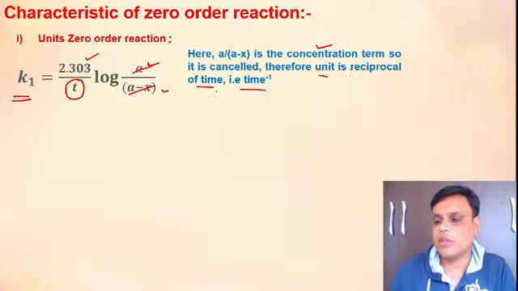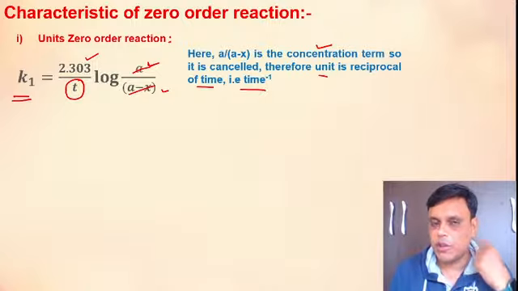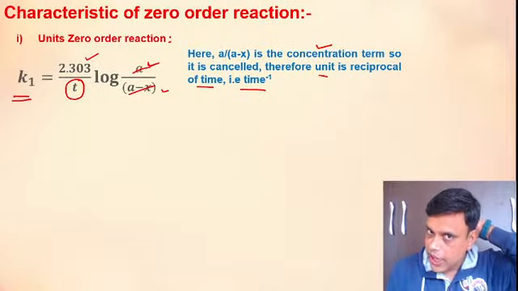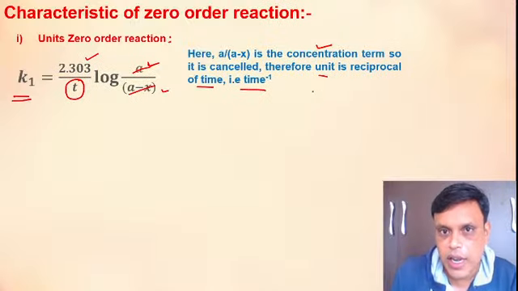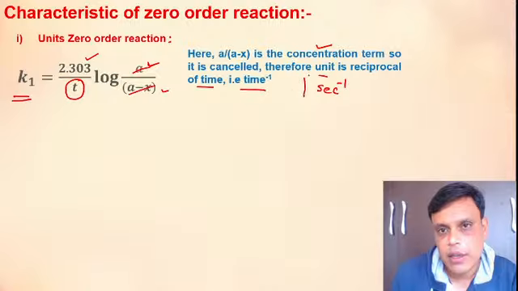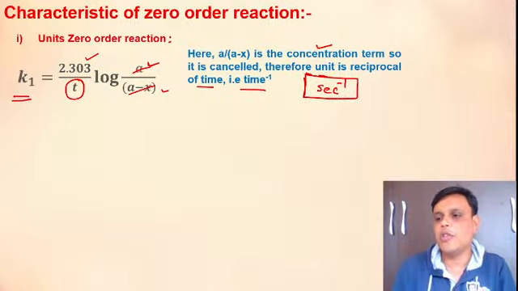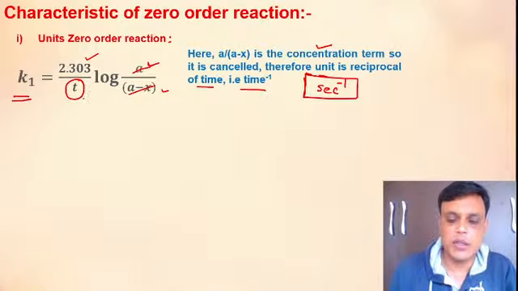What is the unit for first order reaction? Time inverse. And for zero order reaction, what was it? Moles per liter per time. Here, what is it? Only time inverse. And in SI units we will write per second. So this is the unit for first order reaction, that is per second.